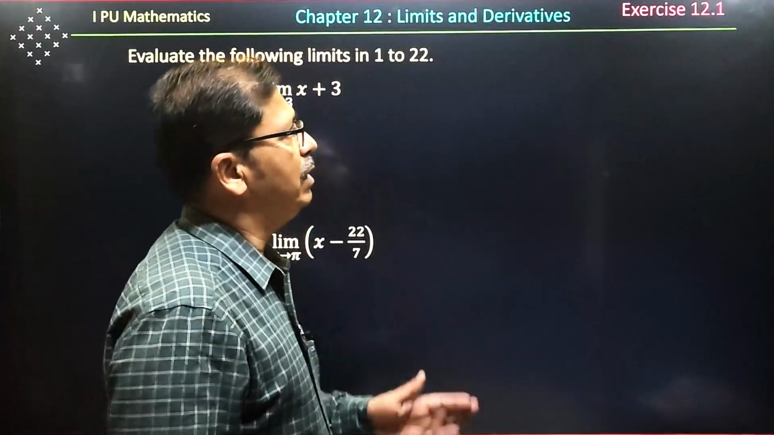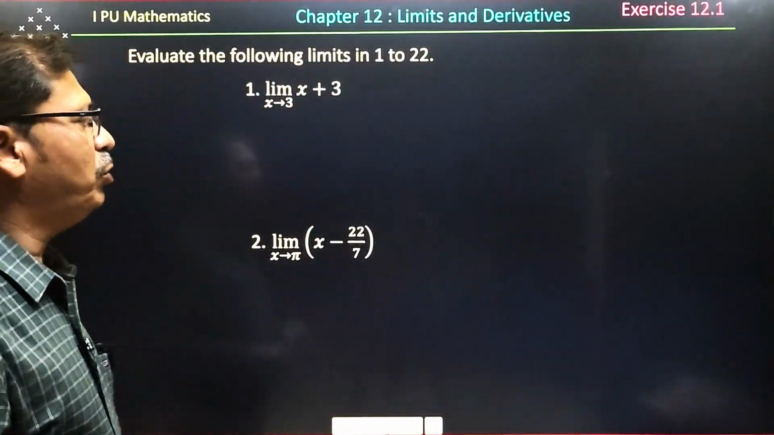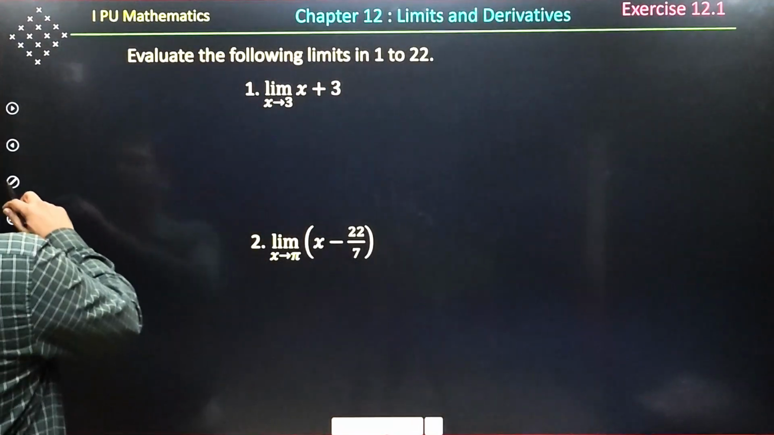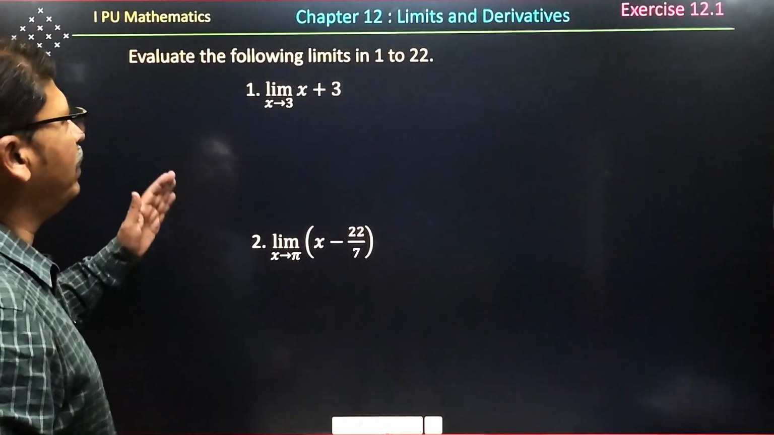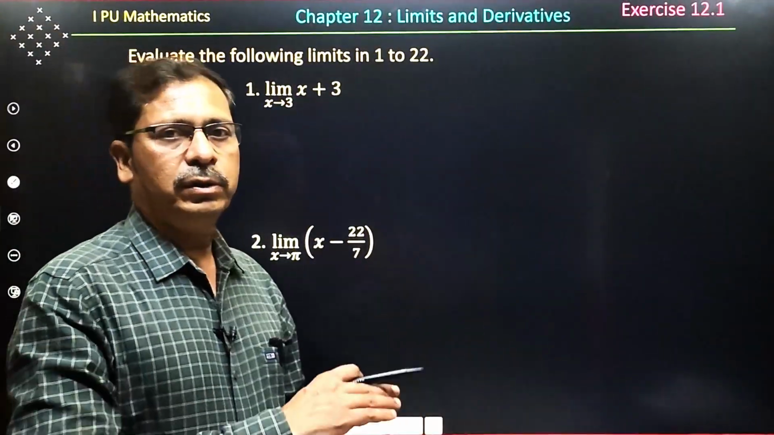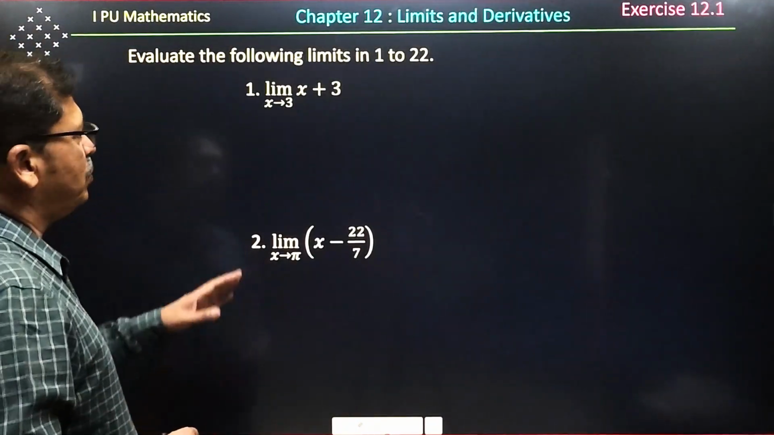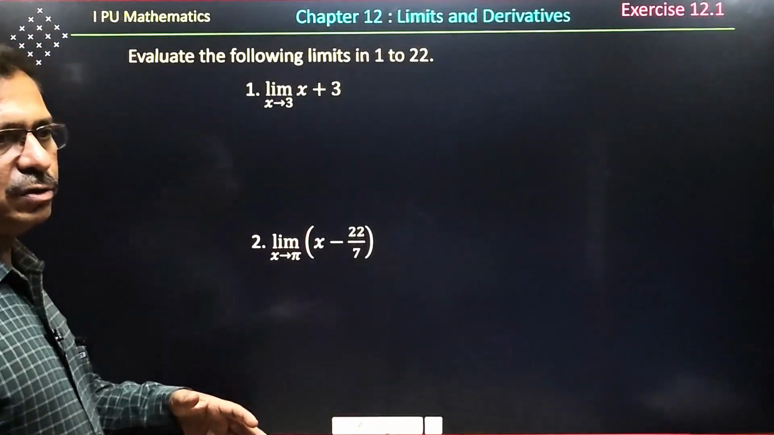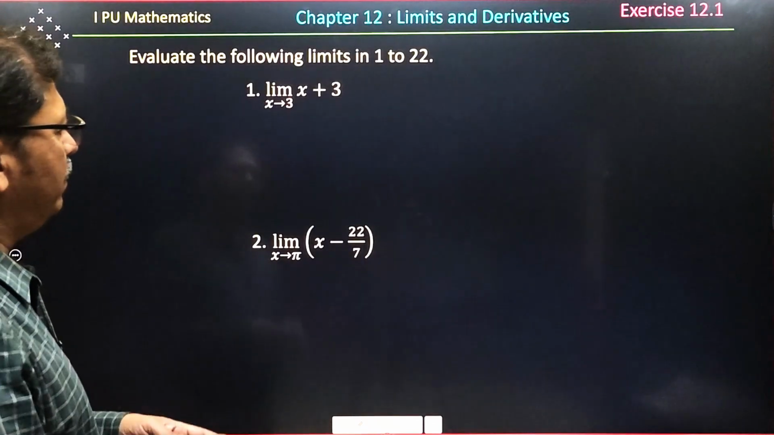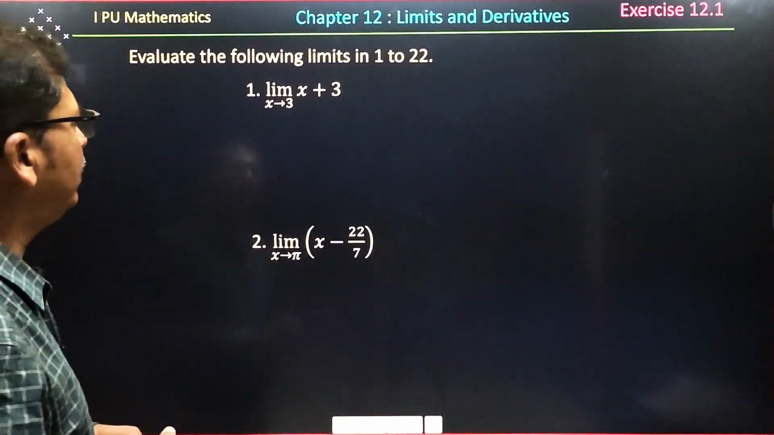In this class I would like to continue with exercise 12.1. See the first problem. Evaluate the following limits, 1 to 22. Evaluate means to find the value of the limit. The first four to five questions can be solved by the direct substitution method.